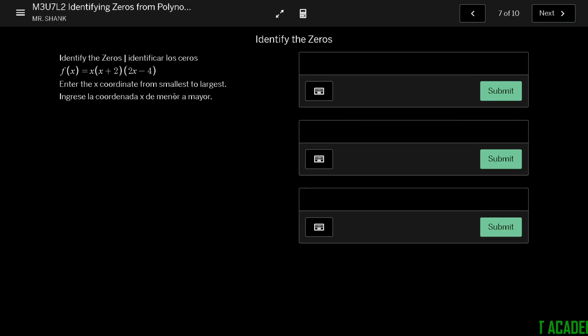Okay, moving on. Same kind of idea. Let's do it like this. It says identify the zeros. It says f of x equals x times x plus 2 times 2x minus 4.